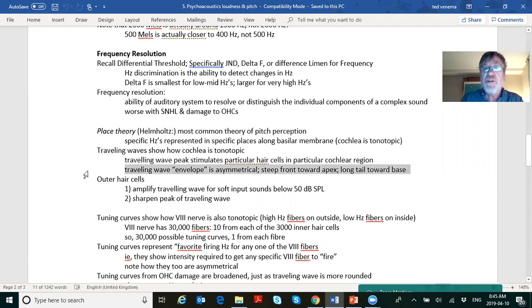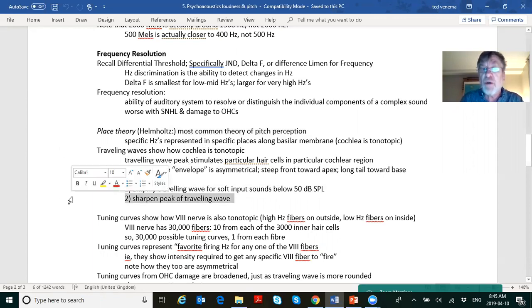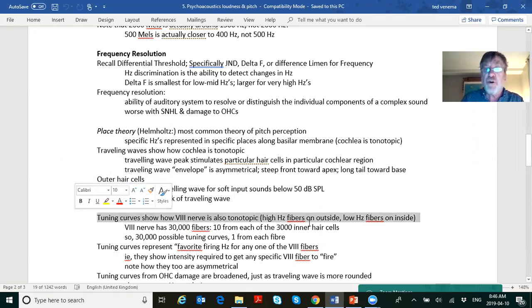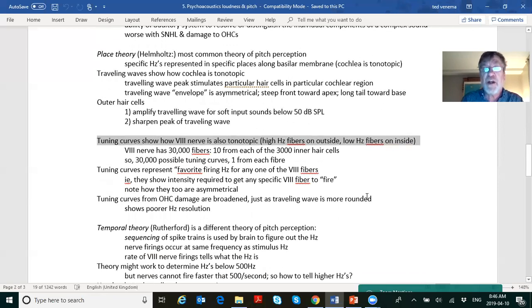The envelope, we said, is asymmetrical. The steep front is looking toward the apex. The long tail is sloped toward the base. Outer hair cells amplify the traveling wave for soft inputs below 50. They also sharpen the peak of the traveling wave. Tuning curves show how the eighth nerve is also tonotopic. High frequency fibers on the outside, lows on the inside.